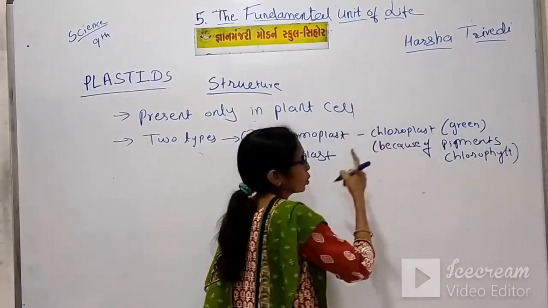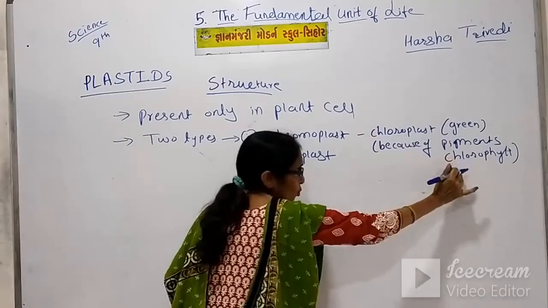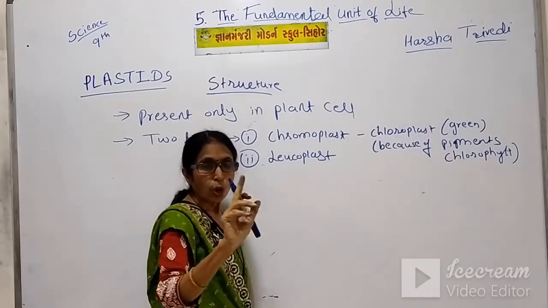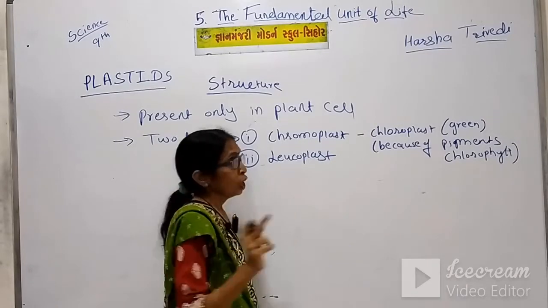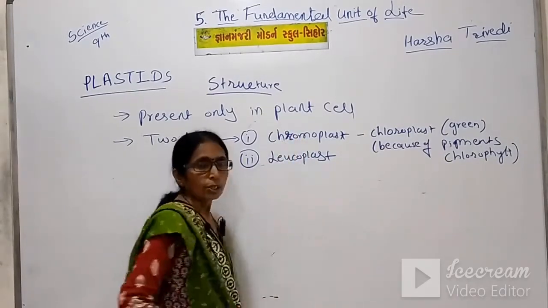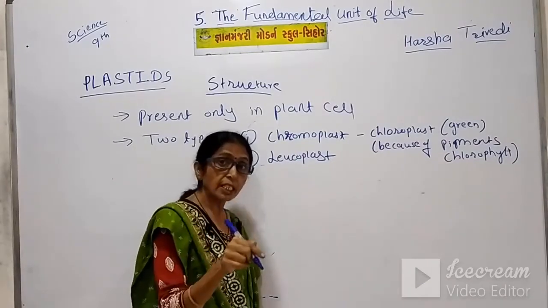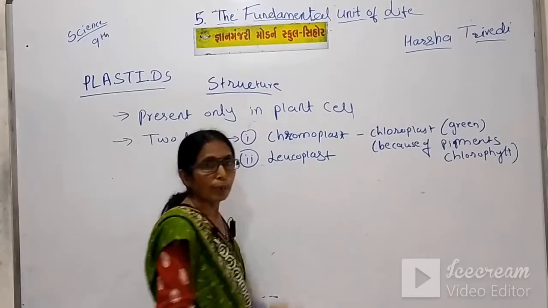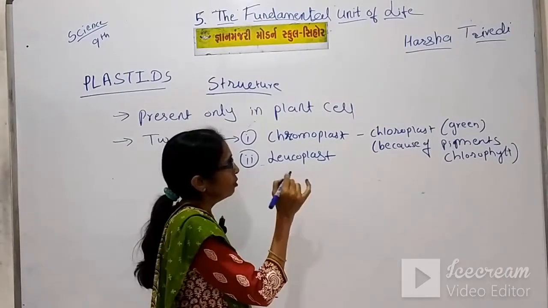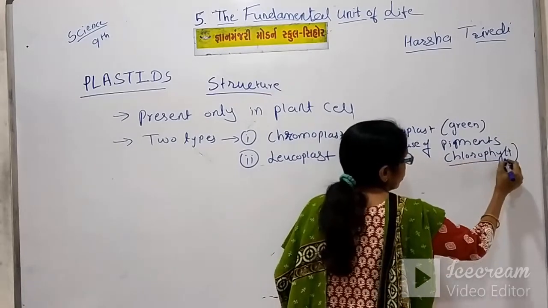Students, take care between chromoplast, chloroplast and chlorophyll. All these things are different. Chromoplast, chromo means colors, so it is having different colors. If it is green, then it becomes chloroplast. This green color is due to the chlorophyll.